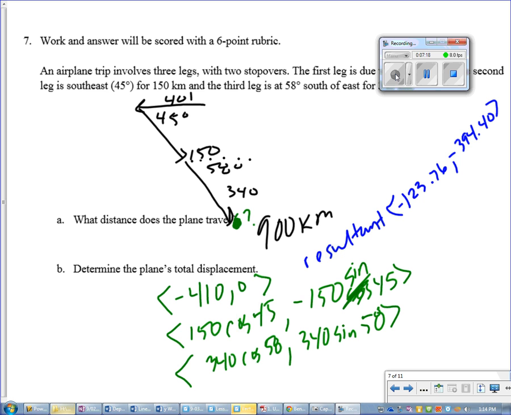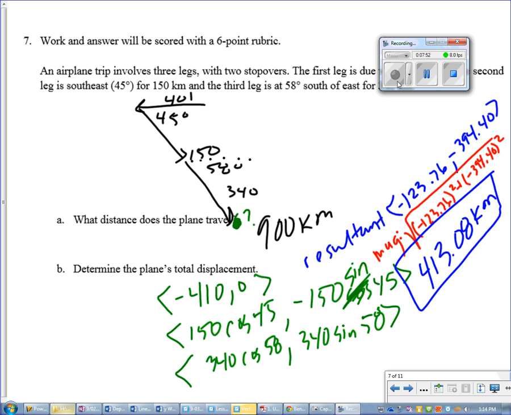So then to find the displacement, we're finding the magnitude. So we're going to square those values, add them, take the square root of the whole thing. The magnitude will be the square root of those numbers squared. And again, going to the calculator to find that answer. And we're getting an answer here of 413.08 kilometers. That is the displacement.